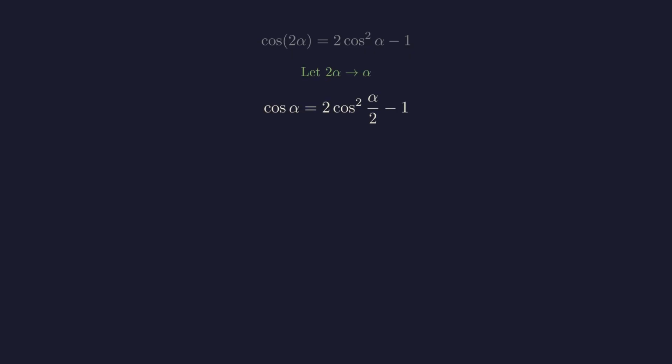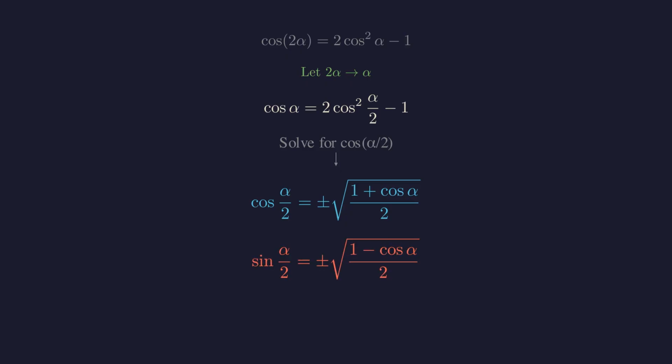Take that second form. Cosine of 2 alpha equals 2 cosine squared alpha minus 1. Replace 2 alpha with alpha. Solve for cosine of alpha over 2. You get plus or minus the square root of 1 plus cosine alpha over 2. Same approach with sine gives the other half angle formula.